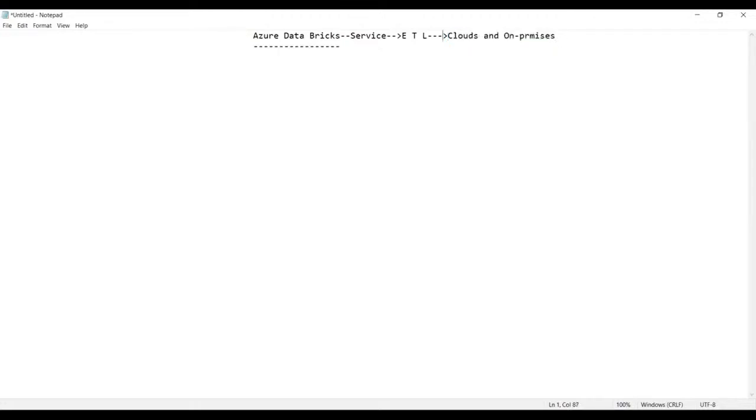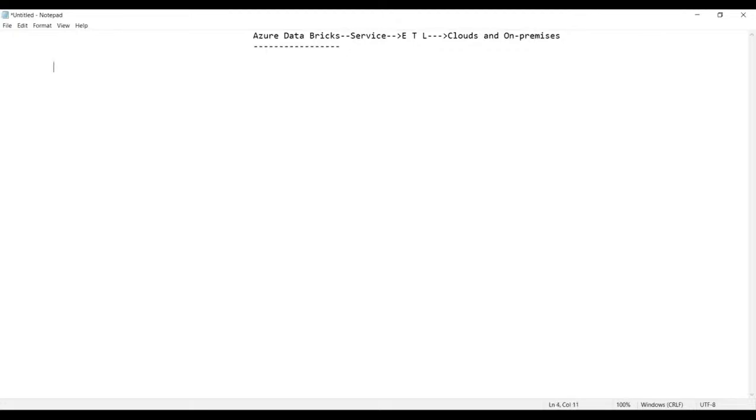Now, guys, what is ETL basically? Azure Databricks is a service provided by Microsoft to perform the job of ETL between the clouds and on-premises. So now, guys, let us try to see this. What is basically an ETL?